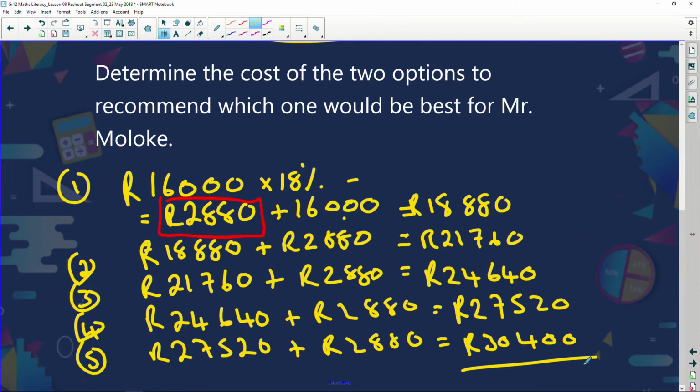30,400 Rand. So my uncle gives me 16,000, and at the end of the 5 years I've got to give him 30,400 Rand. So I look at this and think, yes, uncle, you're not nice. I'm rather going to go to the bank because they're only going to charge me 16%. So let's have a look at this.